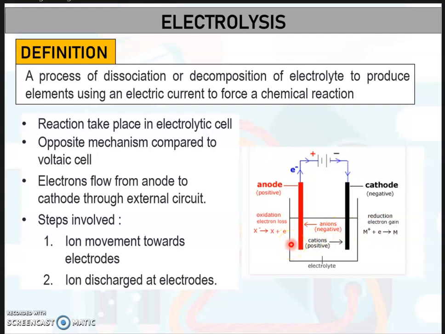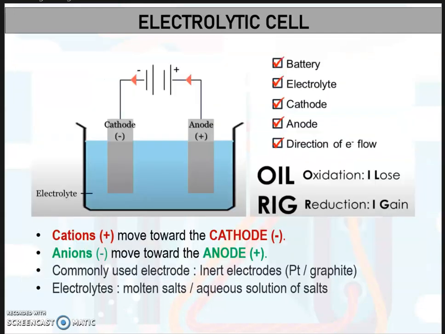In the anode, the positive electrode, the anion will move toward it, but in the cathode, the negative electrode, the positive ion, the cation, will move toward it. So this shows the electrolytic cell. We need to have a battery, a power supply. We should have the electrolyte, the cathode and anode, and the direction of electron flow.